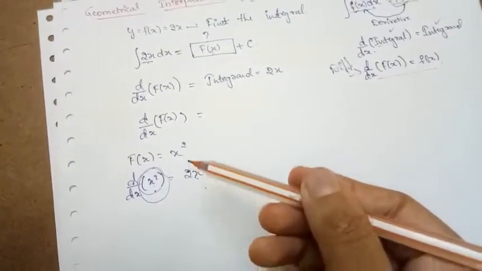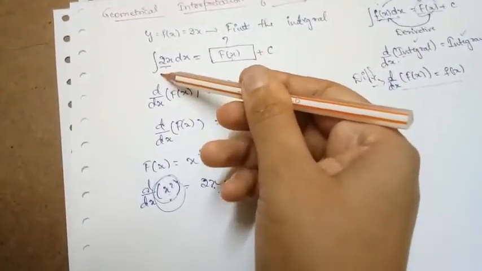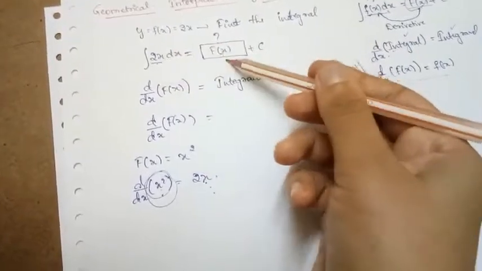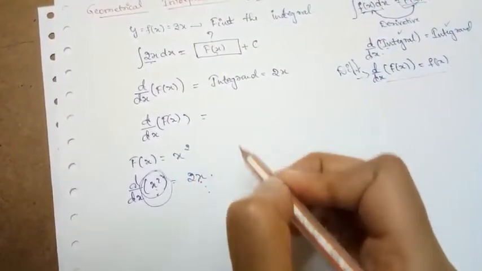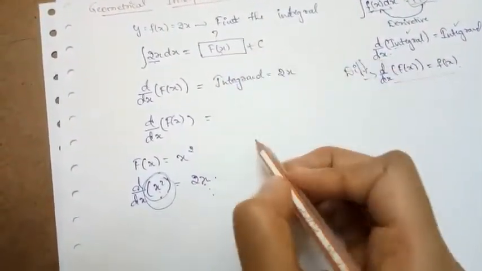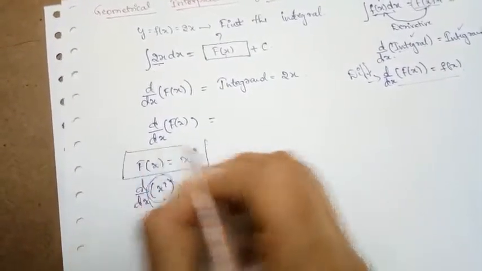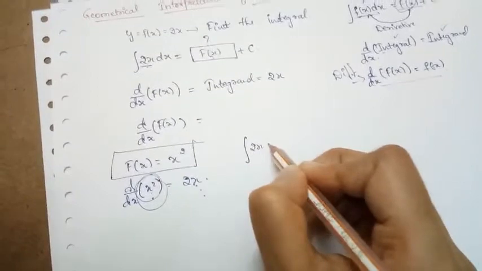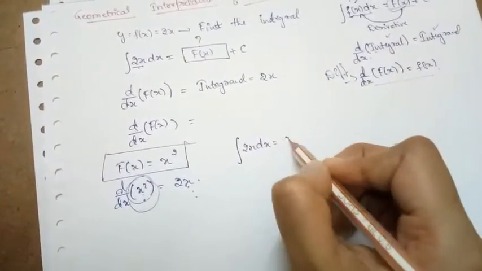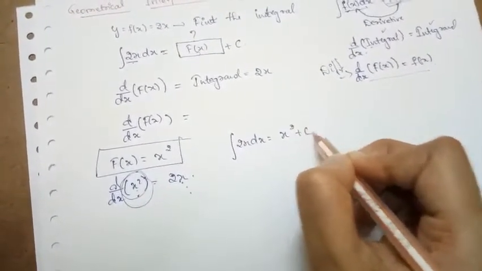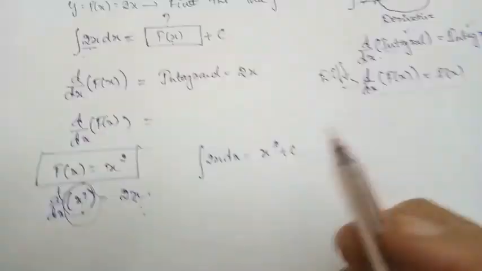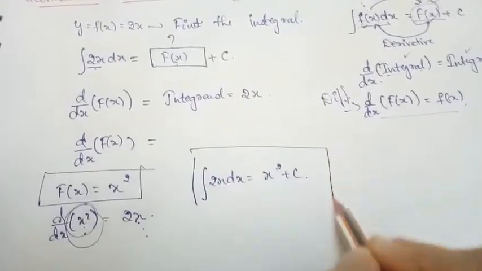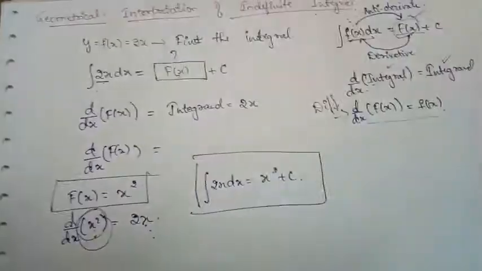So clearly the integration of 2x, I am going to get f of x equal to x square. So clearly the integral of 2x dx is nothing but x square plus c. Now let us understand the geometrical interpretation of this indefinite integral.